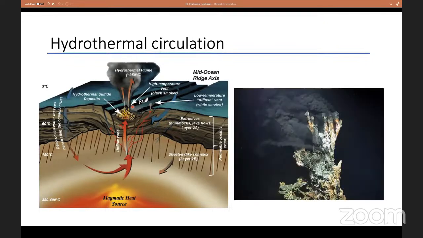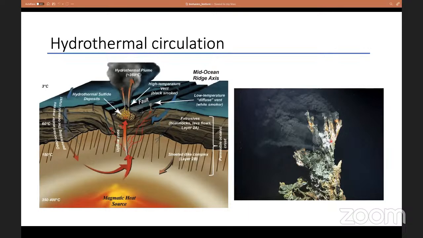And so these are these spectacular looking chimneys that we see, especially on divergent margins. And these can grow up to tens of meters tall and are completely made up of metal sulfides. The fluid coming out of these vents is usually in the temperature range of 300 to 400 degrees Celsius.